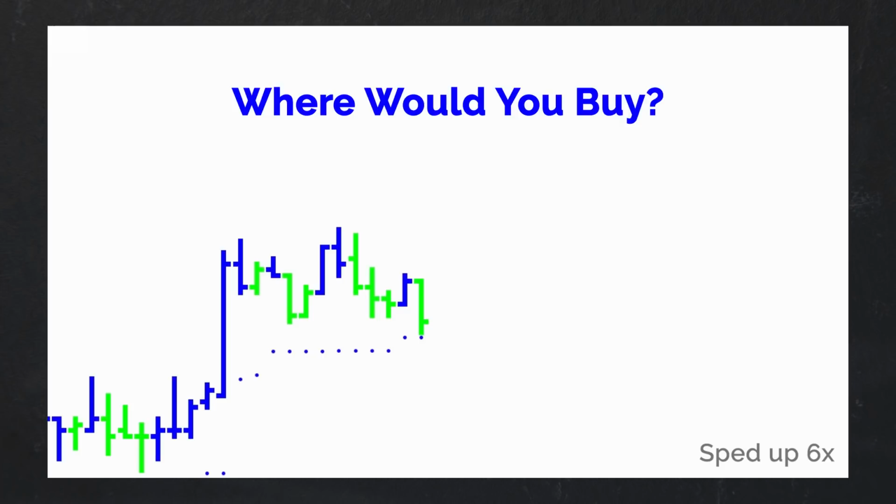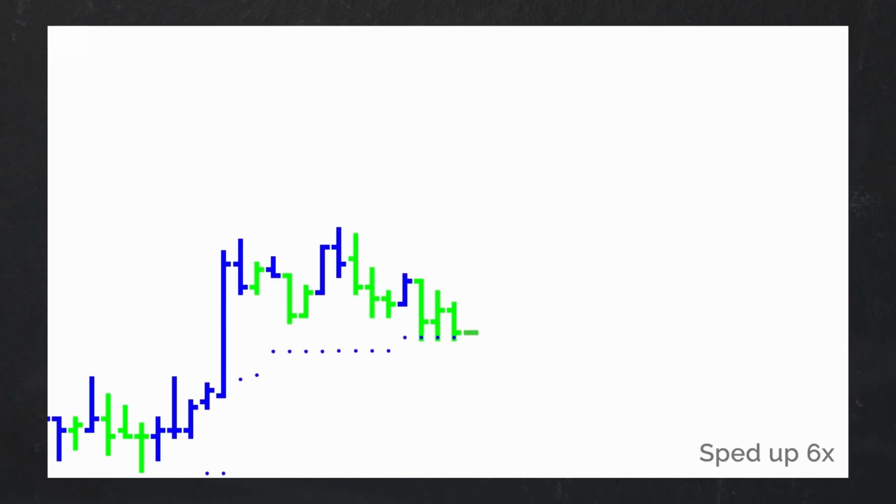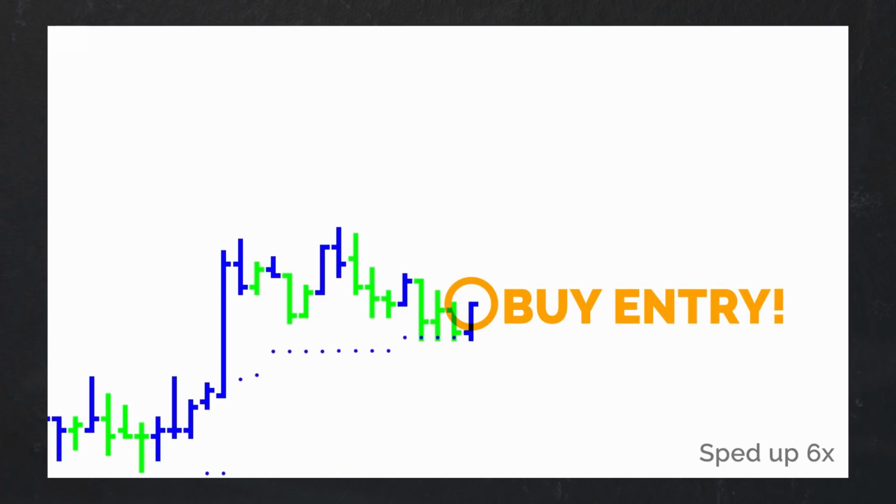Okay, now the prices are reaching the support dots. Is this a good time to buy yet? Remember, we're looking for point C. That means we're waiting for strength off of the support dots. Okay, we're starting to see some buying here. Prices are holding. And as prices start higher here, we'll pull the trigger for a buy entry.